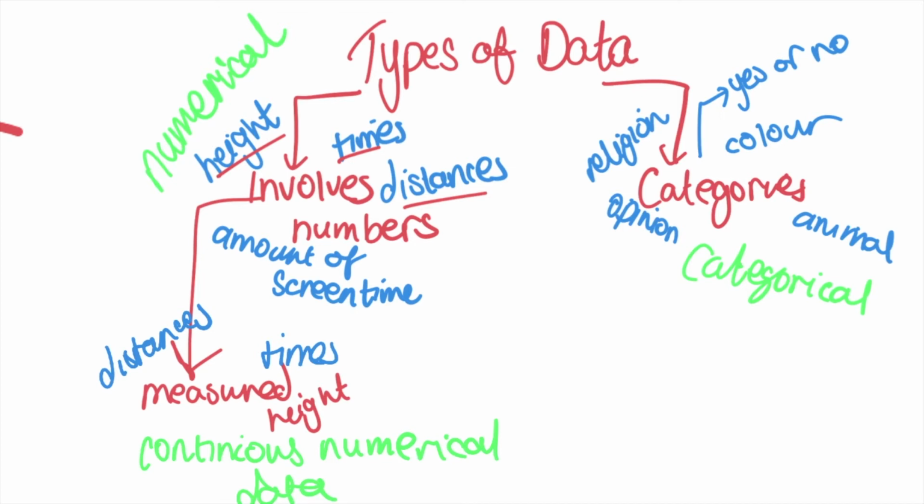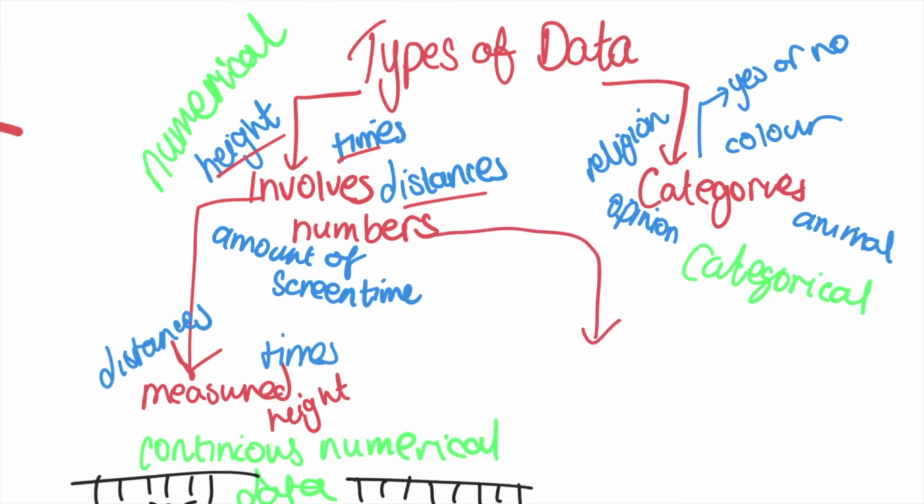So I can draw like a cute little ruler. Let's see, can I do it? No, I'll just draw it like this. Continuous numerical data. It's on a scale. So you can have 1, 1.5, 2, 2.5, 3, etc. The other type of data though, is data that can only be set amounts. It's countable.